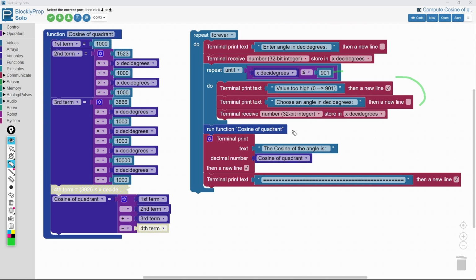Once the value is between 0 and 900, the computer will run the function to compute cosine. Once the computer runs this function, the terminal will print the text for the cosine of the angle, and a new line will form, and the function will repeat again.